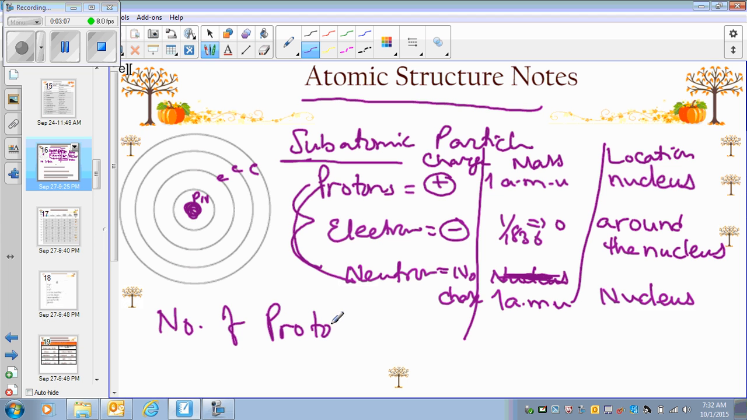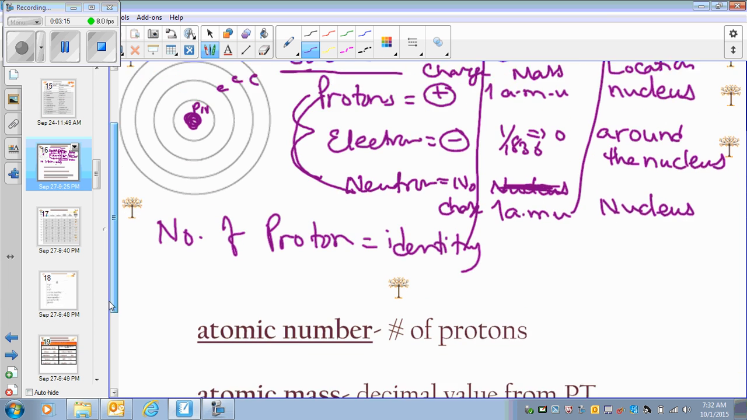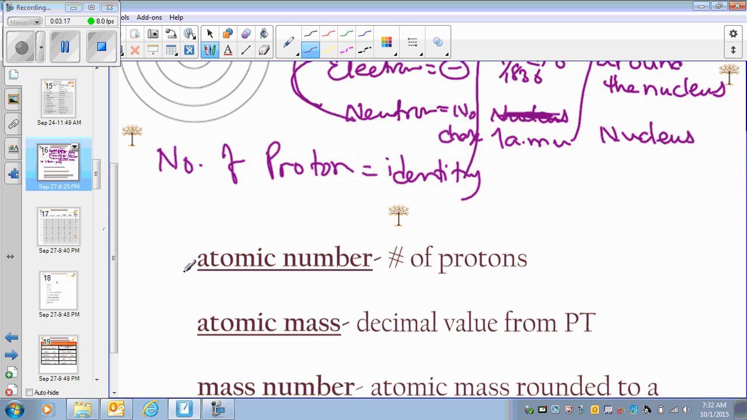Now, the number of protons is the identity of the element. If we change the number of protons, we change the element. Atomic number is also known as the number of protons. When you look at the periodic table, you will see two numbers like this. This number is the atomic number, or the number of protons.